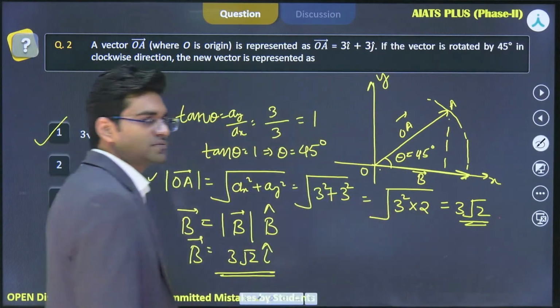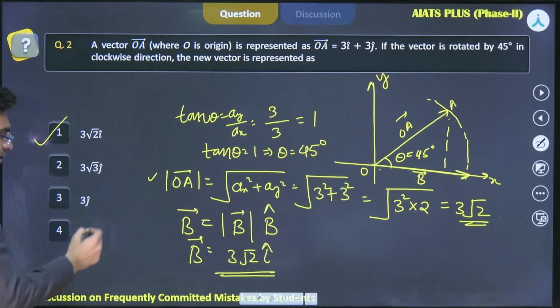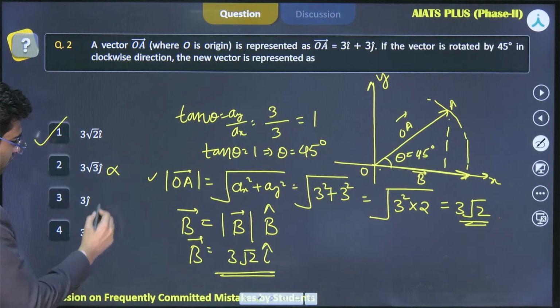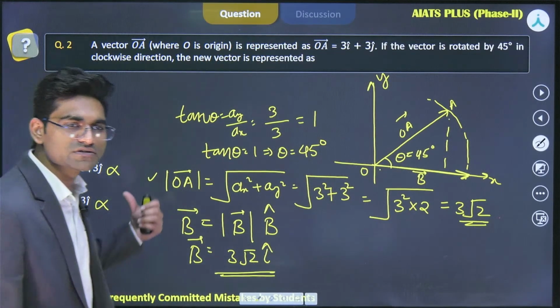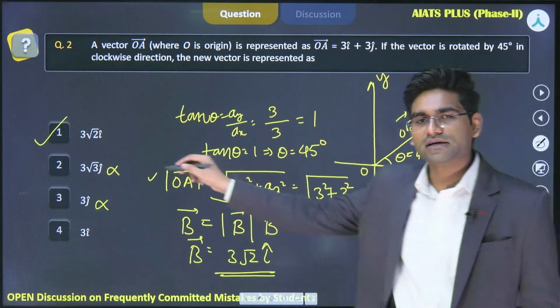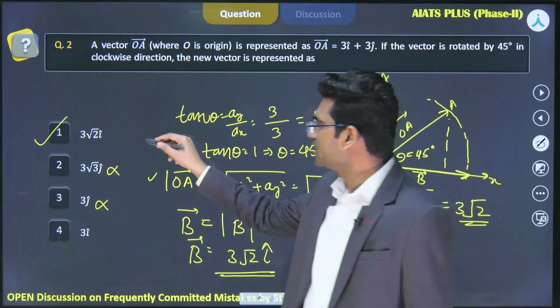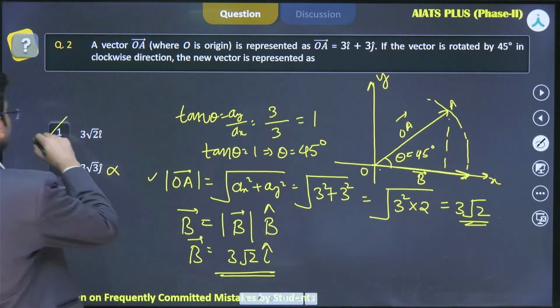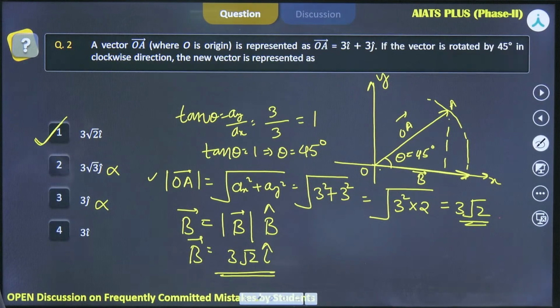Okay. Just by observation, you can eliminate these two options. Which one? 3 root 3 j cap and 3 j cap, right? Why? Because the direction of these vectors is along y direction, and the answer cannot be in y direction. It should be in x direction, right? But after finding the magnitude of that vector, we know that option 1 is correct.